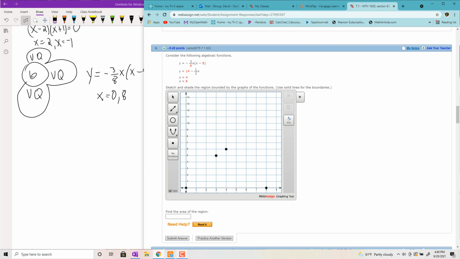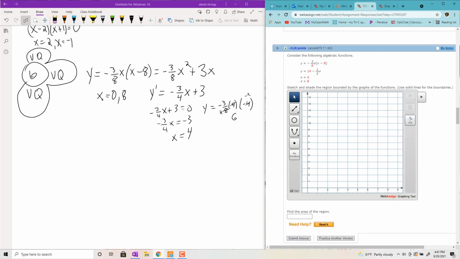And this is annoying. Let me pause the video. Okay, I think I got it. So this thing has to be in blue somehow. What I did was just go to the vertex here, at 4, 6. And then I did one other point, and miraculously it worked. Okay, so there's a vertical parabola, and that's one of them.